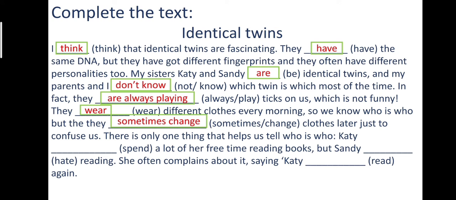There is only one thing that helps us tell who is who. Katie spends a lot of her free time reading books, but Sandy hates reading. She often complains about it, saying Kate is reading again. So we can say is reading because this is present continuous.